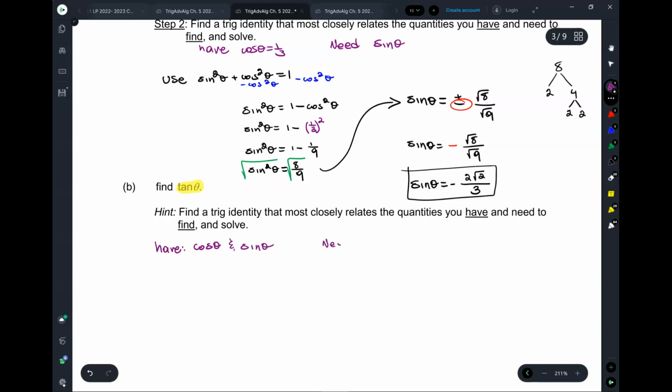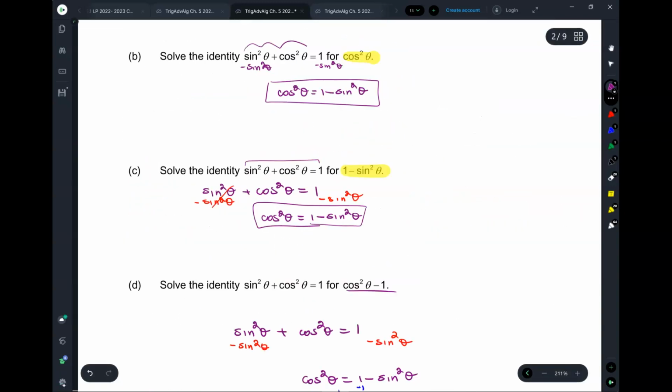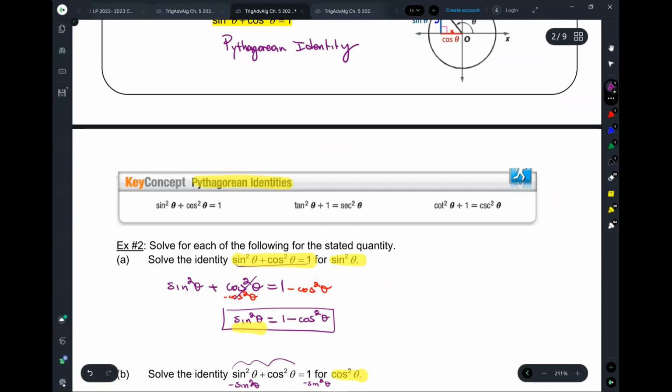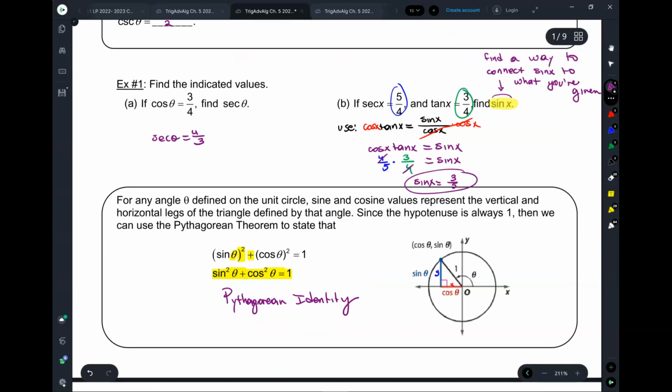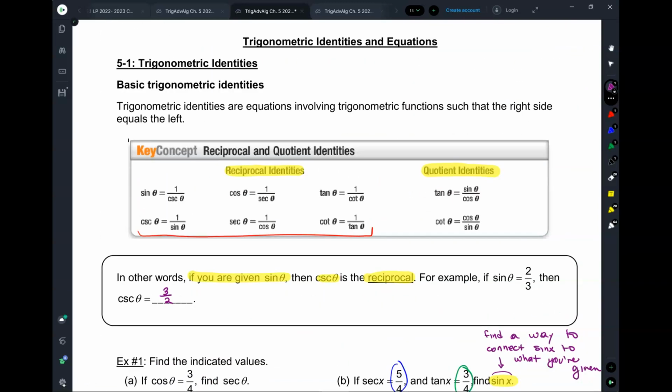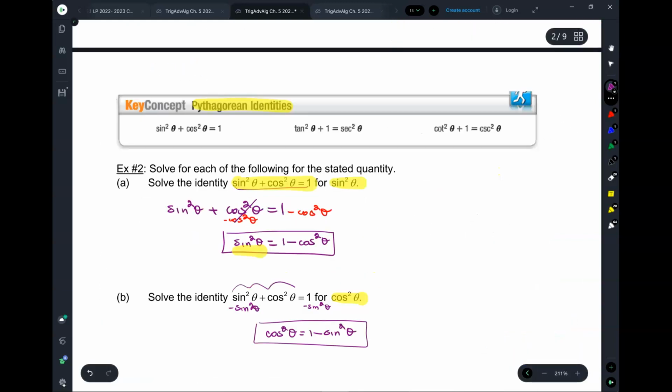We need tangent. Okay, so now look. The first round, we used the Pythagorean identities. But now that we have more things, we can actually go into the other stuff as well, right? So we need tangent. We got sine and cosine. Look, we can use this one, right? Because this one relates all three of them. So that's what we're going to use.